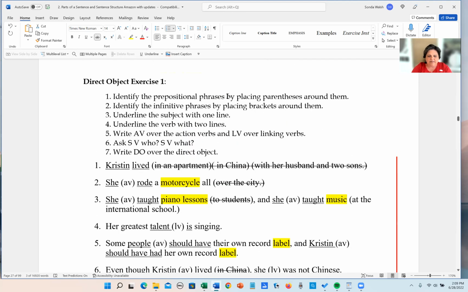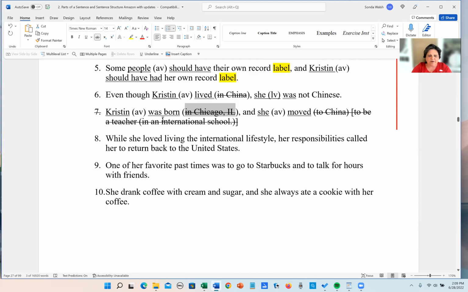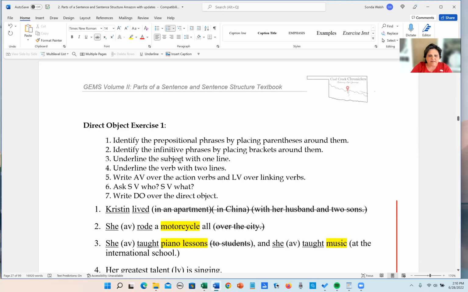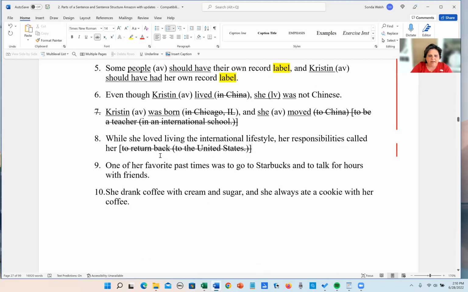Identify the prepositional phrases and the infinitive phrases, steps 1 and 2. All right. To return, that is the beginning of an infinitive phrase. And to the United States is, oh, why does it do that? To the United States. So that is an infinitive phrase with a prepositional phrase inside. So we're going to put a line through that. Now, the next step is underline the subjects with one line. So she is our subject here.